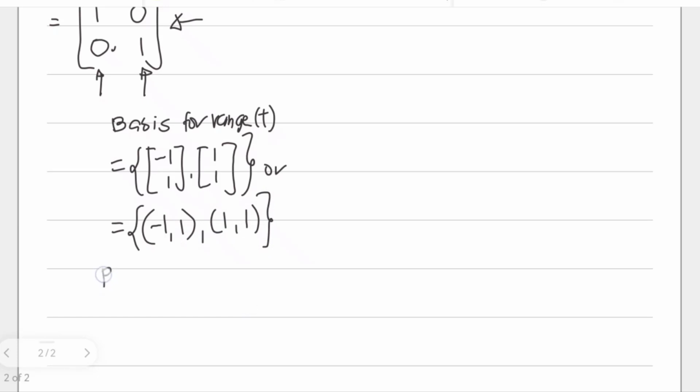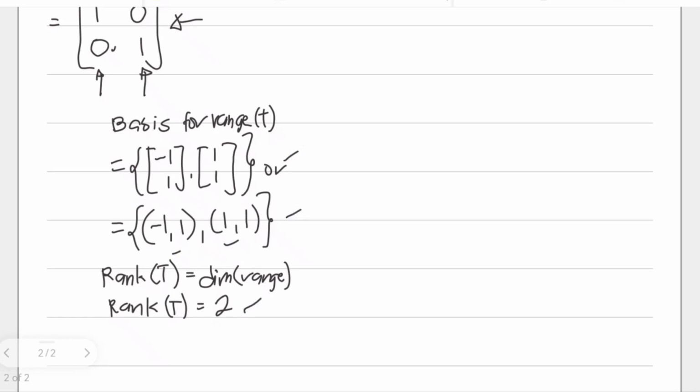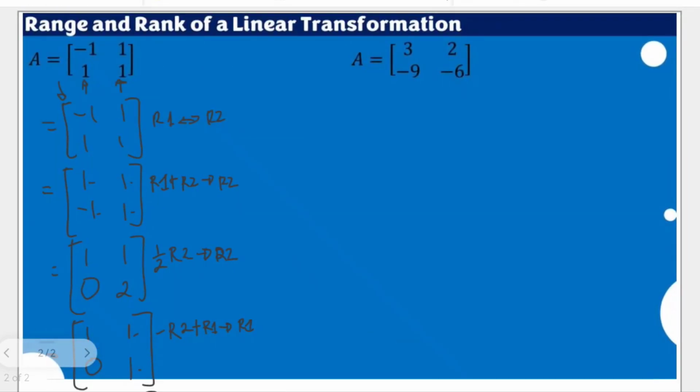After that, we can now identify the rank of our linear transformation using matrix A. The rank is equal to the dimension of the basis of your range. Since our range contains 2 vectors, the rank here is 2 as well. So there are 2 vectors here, hence this is 2, and these 2 here are acceptable for the basis of the range of T. Let's proceed to the second matrix here.